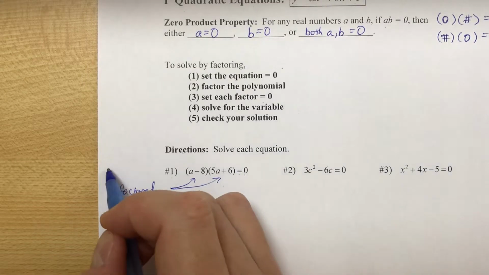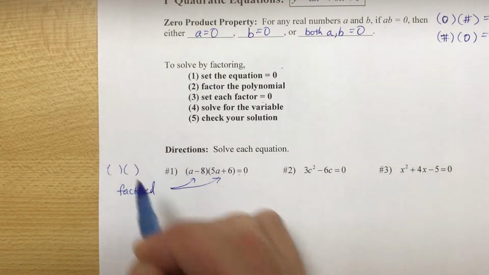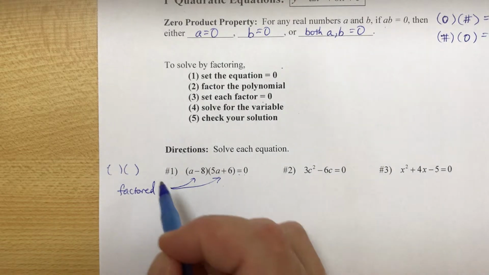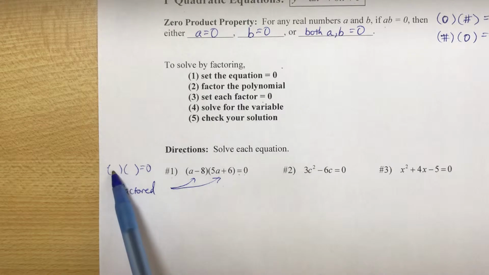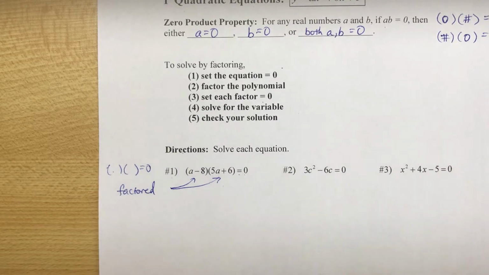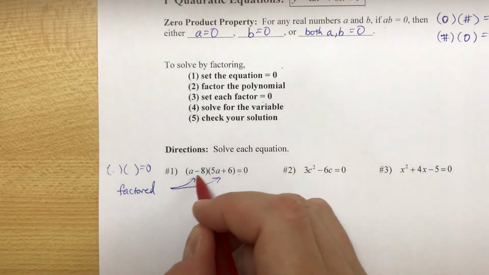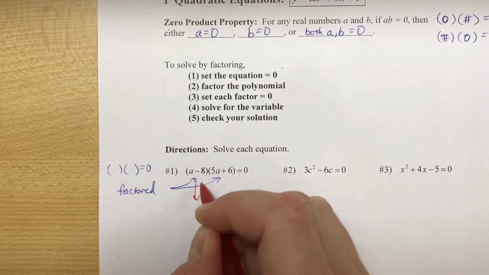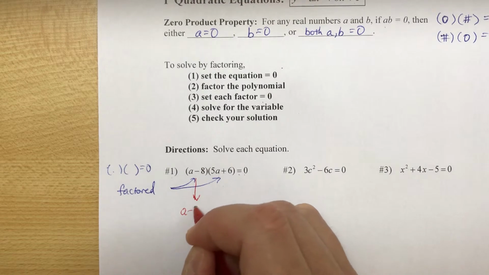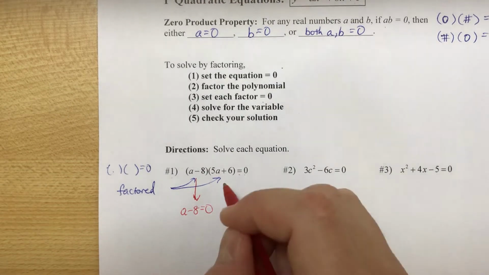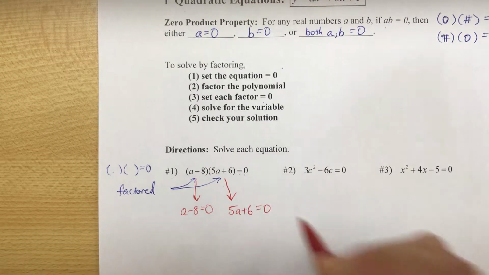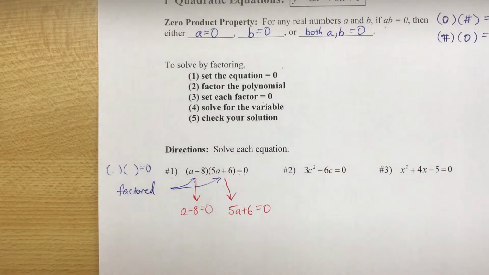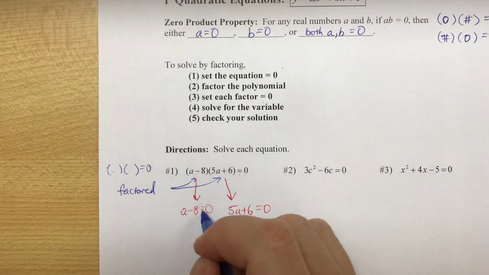Now what you've got here again is two sets of parentheses that are multiplying and giving you 0. So what happens is that either the first parentheses has to be your 0 or the second. So we're going to take both factors here and bring them down. Either a minus 8 is equal to 0 or 5a plus 6 has to be the 0. And so now we're going to solve each equation.